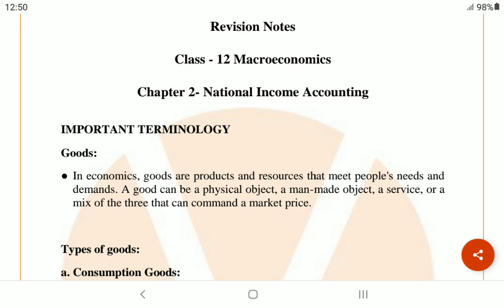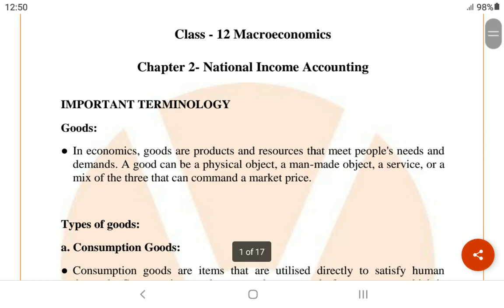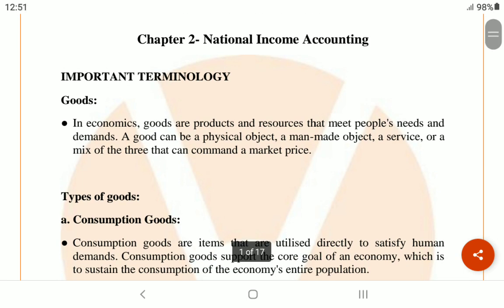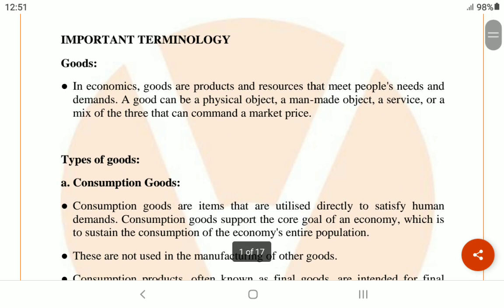So in this video, I'm going to tell you the revision notes of CBSE Class 12 Macroeconomics Chapter 2, that is National Income Accounts. Let us have some revision of this national income accounting chapter, and I will tell you how many marks the questions may ask.